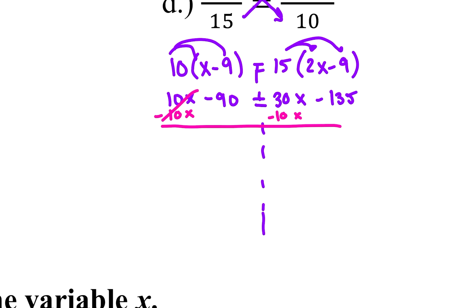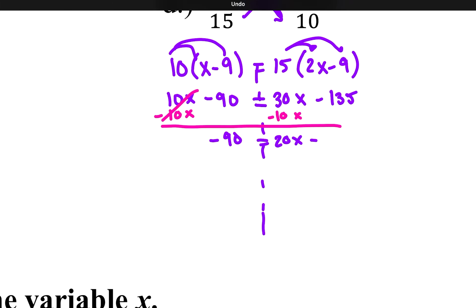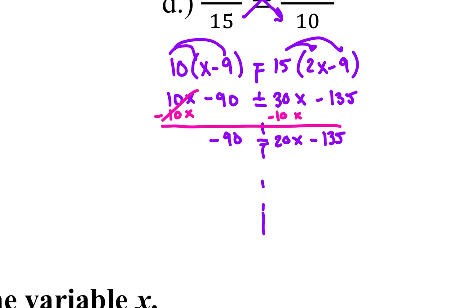10x, that cancels out here. So my negative 90 comes down. Don't lose that negative. 30 minus 10x is 20x. And my minus 135. Okay. And now I've got this x by itself.